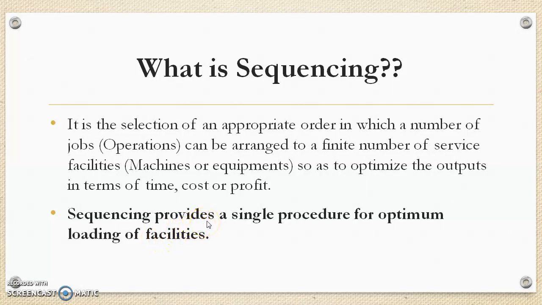In such a problem, the criterion is to minimize the total processing time. If the quantity is cost, that should be minimized, or if it is regarding profits, it should be maximized. Therefore, job sequencing provides a single procedure for optimum loading of facilities. For preparing a master plan, this activity is very helpful.